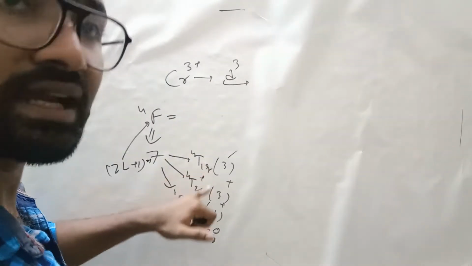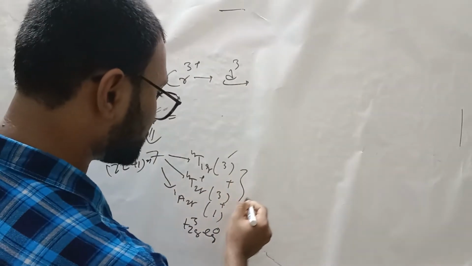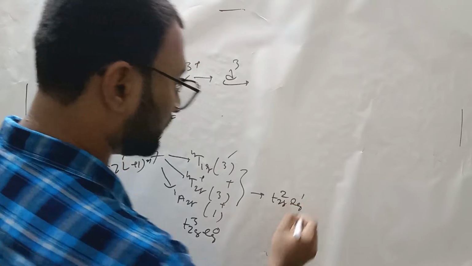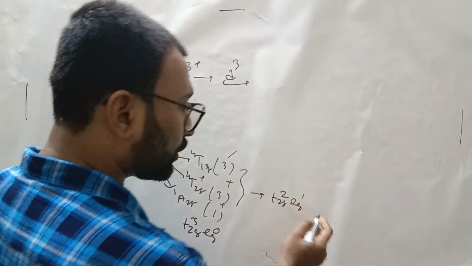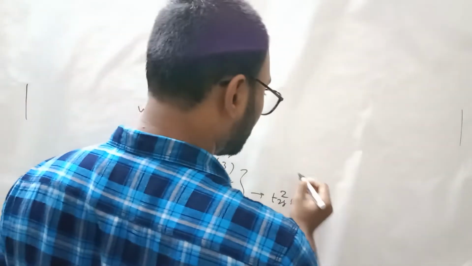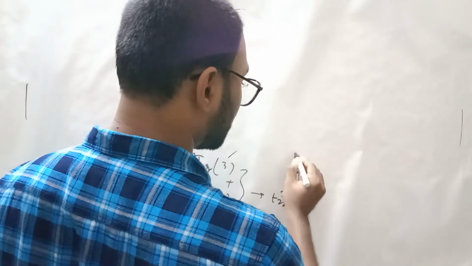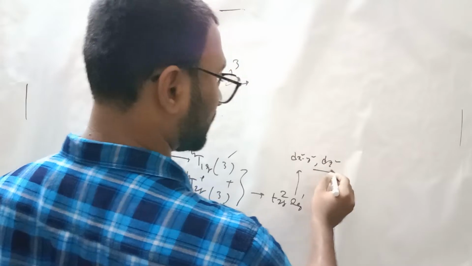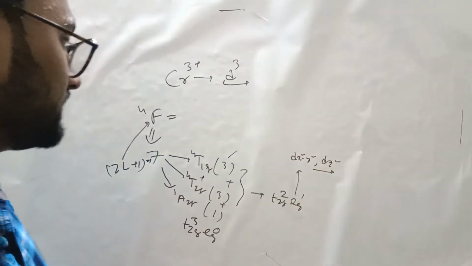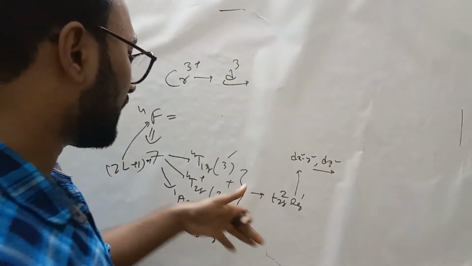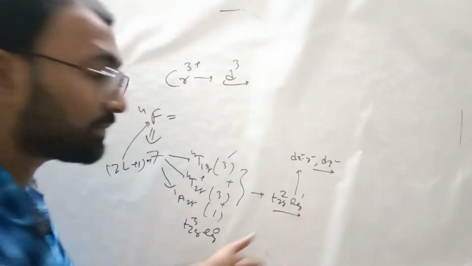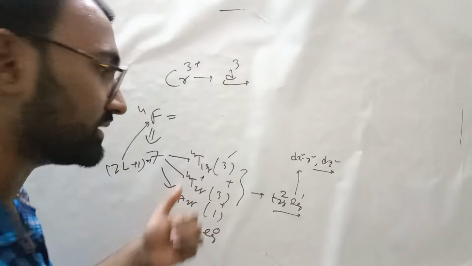Now these are the excited states. So these two terms arise basically from T2g² Eg¹. In the Eg orbital we have seen there are two d orbitals: one is dx²-y² and another is dz². Now, the interesting fact is how these two terms generate, because it looks like they have the same configuration but two terms arise. How?